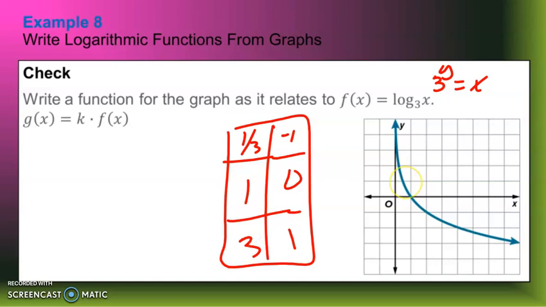So I would plot that. So I would have 1/3 and then -1, 1, 0, and then 3, 1. And this would look like this. Now you notice they don't really look similar, but there's a reflection. If I were to flip it over, then I would have a reflection and they would match up.